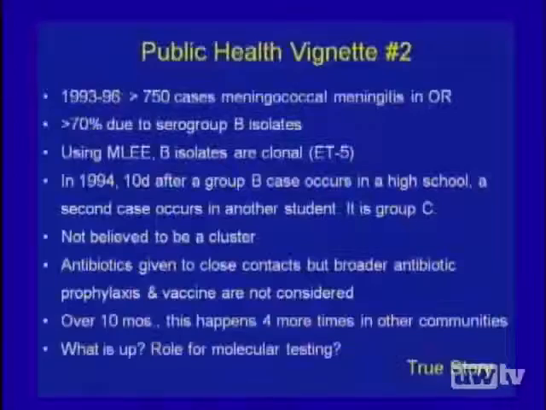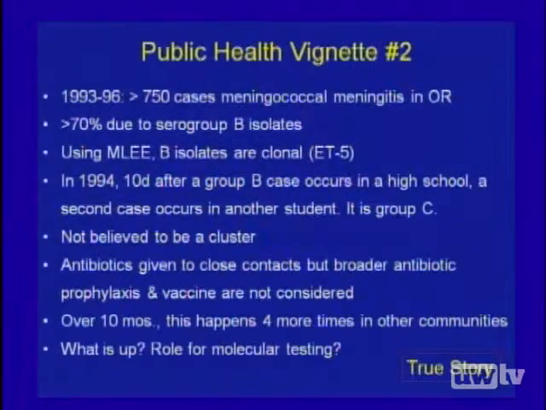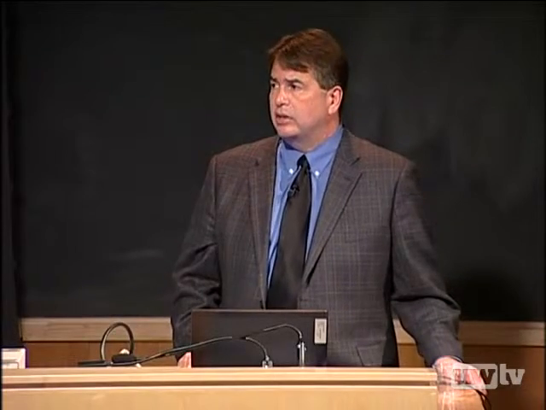Let's go into a second public health vignette. We're going to go back in time here to Oregon, 1993 to 96. They had over 750 cases of meningococcal meningitis. Over 70% of these were due to serogroup B isolates. Using the older technique, multi-locus enzyme electrophoresis, we knew that many of these B isolates were clonal. It was what's called ET5. It was a clone that had moved up probably from Brazil into the Northwest and caused lots and lots of disease.